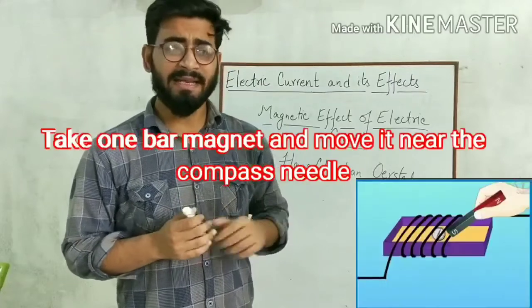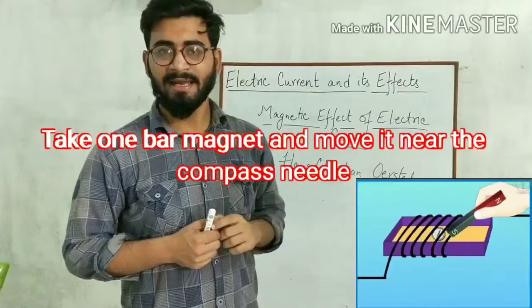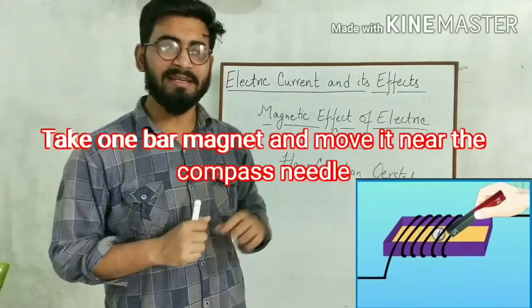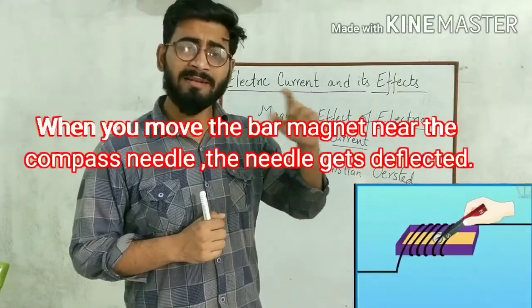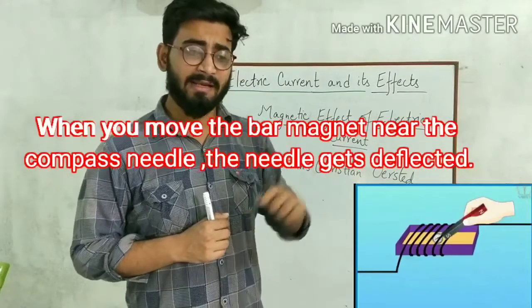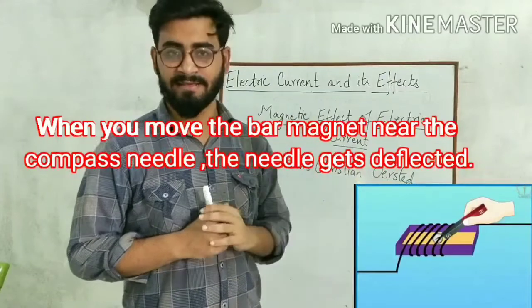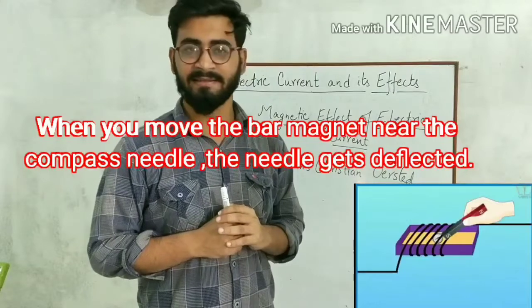After that, take one bar magnet and move that bar magnet near the compass needle. When you move the bar magnet near the compass needle, you will observe that the compass needle gets deflected.